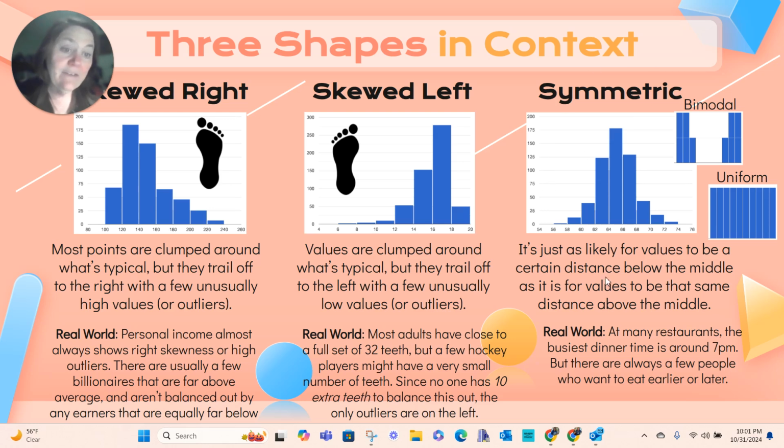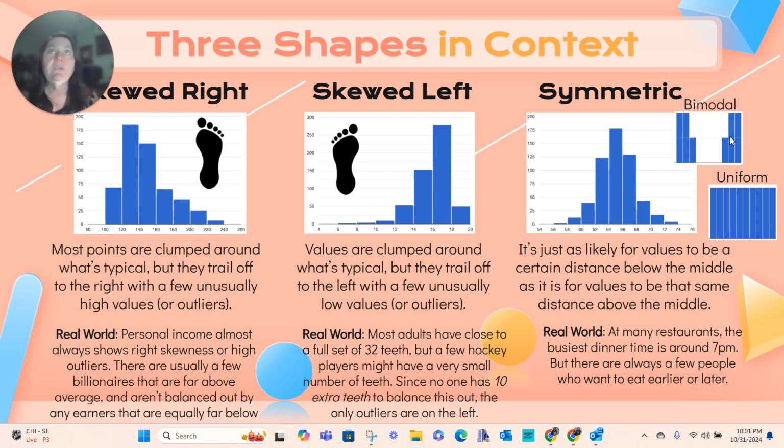Okay, symmetric. There's where you're just equally likely to be above the middle as below the middle. And so things like the restaurant's busy time is like 7 p.m. and then you have some that come before it, some that come after it. But we want to be careful when we teach symmetric that we don't make it seem as if this big graph here is the only way that symmetric is. That's a very common look. The bell shape is that common look for a symmetric. But you have some others that are symmetric.